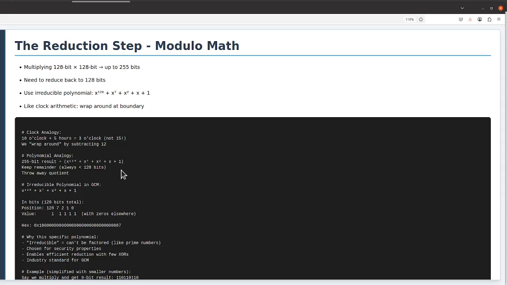When we divide our 255-bit result by this irreducible polynomial, we use polynomial long division just like you learned in school, but with XOR instead of subtraction. The remainder from this division is always less than 128 bits, and that's our final result. The remainder is what we keep. The quotient is thrown away.